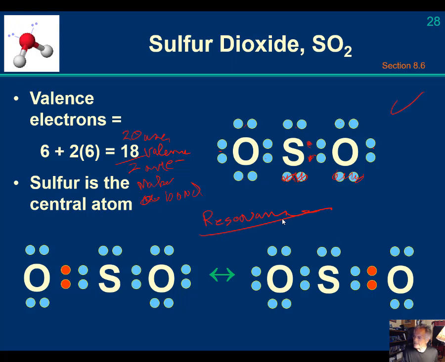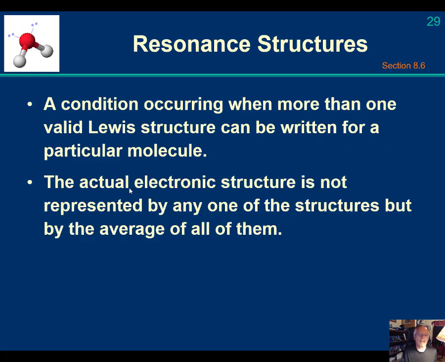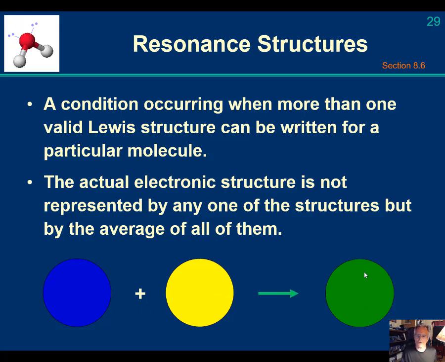And resonance is simply a condition when you have more than one equally valid Lewis structure that you can write for a particular molecule. The actual electronic structure is not represented by any one of the structures, but the average of all of them. So we think of averages in terms of colors. If we take a blue color and mix it with a yellow, we get a green. So this would be indicative of a resonance structure.